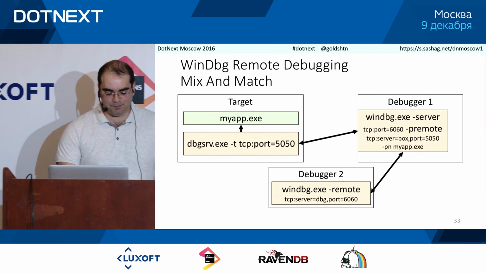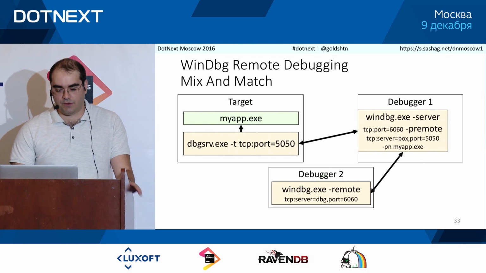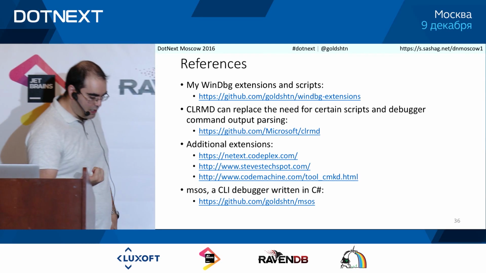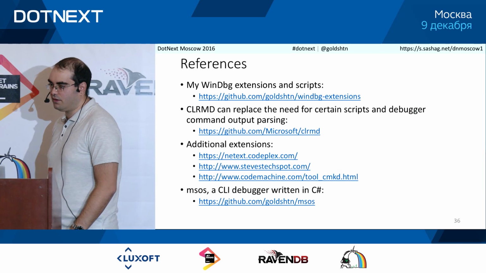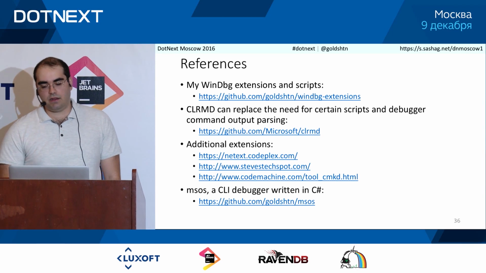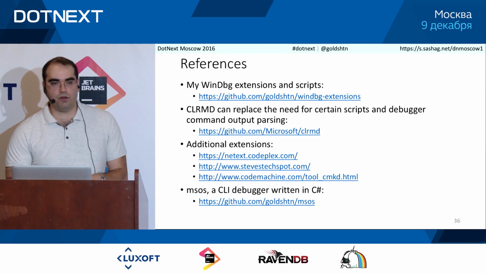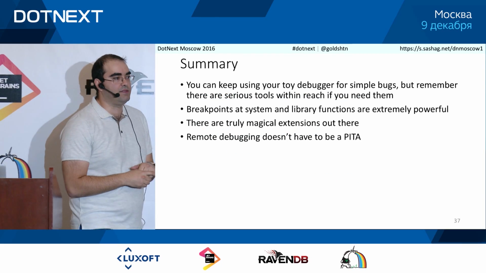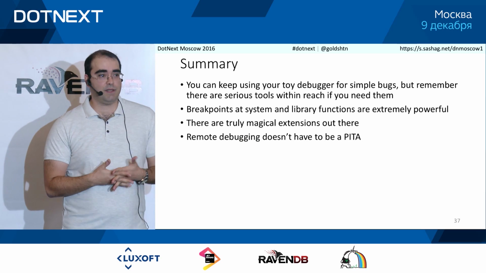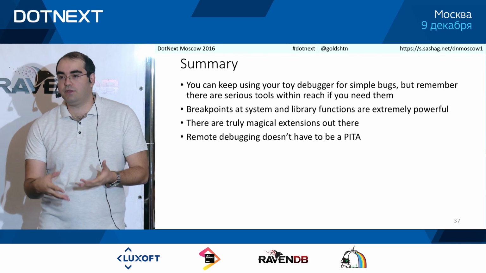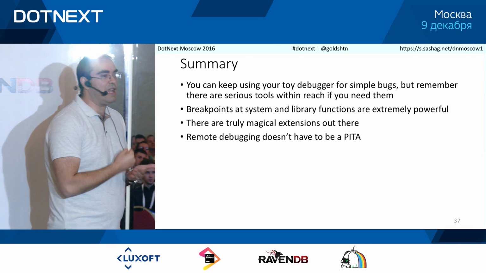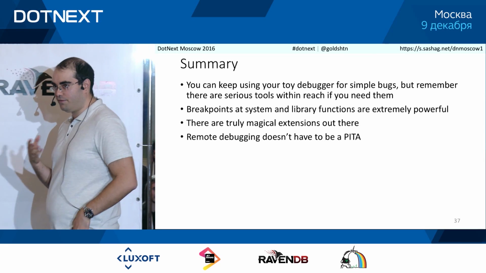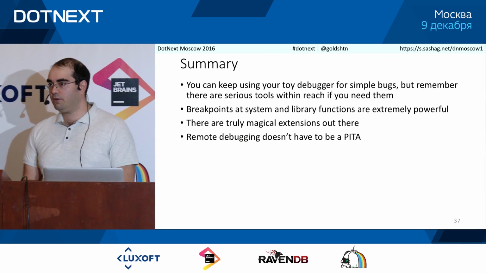So I'm gonna stop here with the WinDbg tricks. I would leave a couple of minutes for questions. There's a bunch of references here for the extensions I showed, my WinDbg stuff that I did, and you can find the slides online, and there's a link in the top right corner. I hope I was able to convince you that you can use your toy debugger for simple things, for day-to-day debugging, but if you hit something really challenging and your toy debugger can't help you there, it's worth investing in learning something a little more powerful.